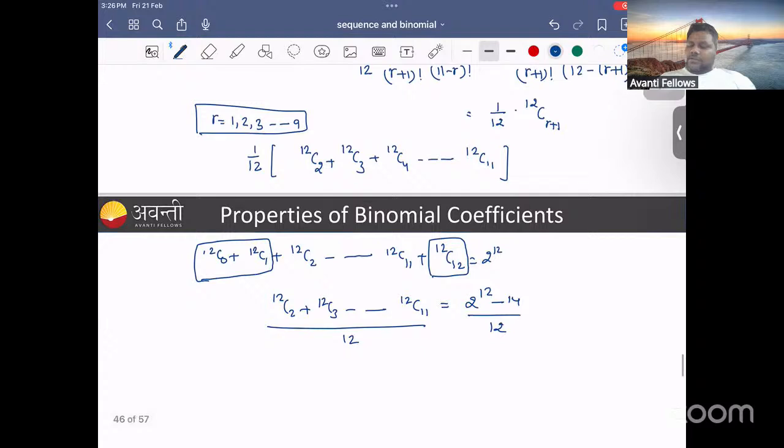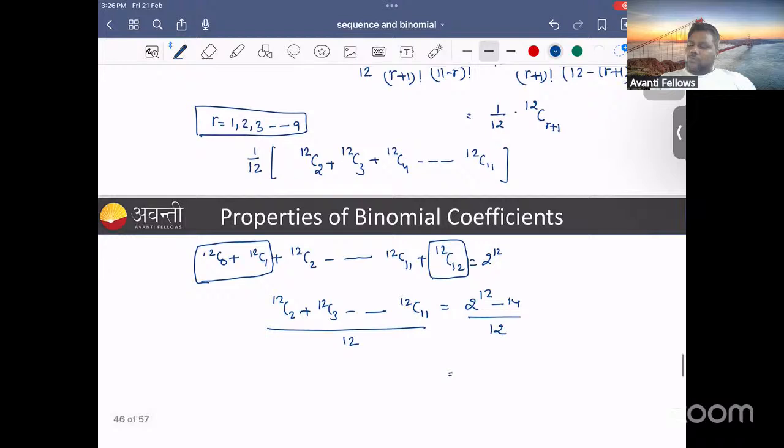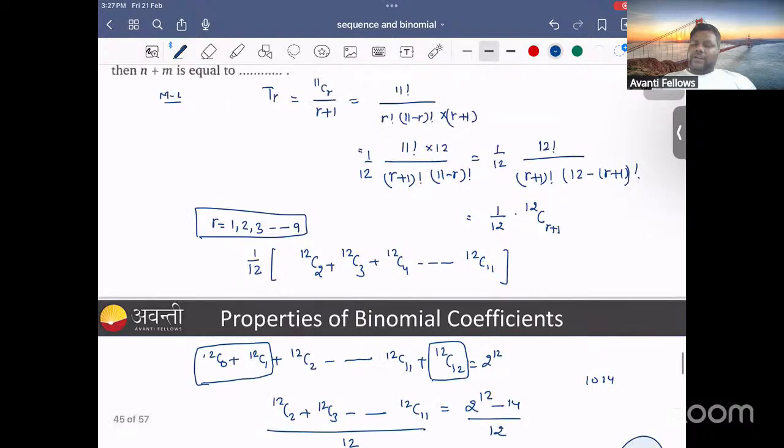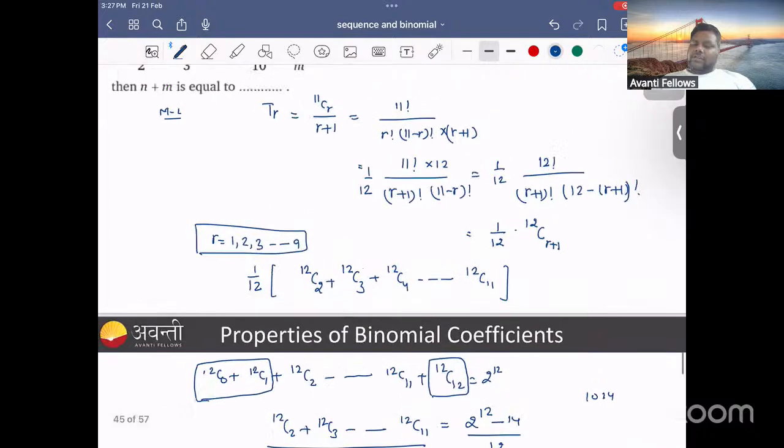Now you can cancel it using 2. So it is 2 to the power 11 minus 7 upon 6. 2 to the power 10 is 1024, so this will be 2048 minus 7 upon 6. Now you can simplify it. That is 2041 upon 6. This should be your answer. So this is one way of doing it. Have a look, then I'll explain you another way.